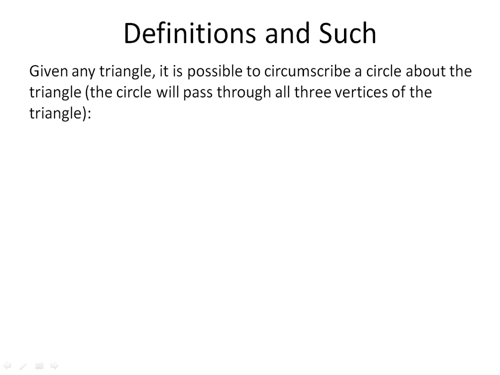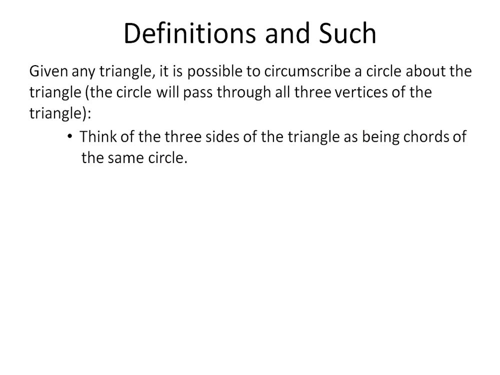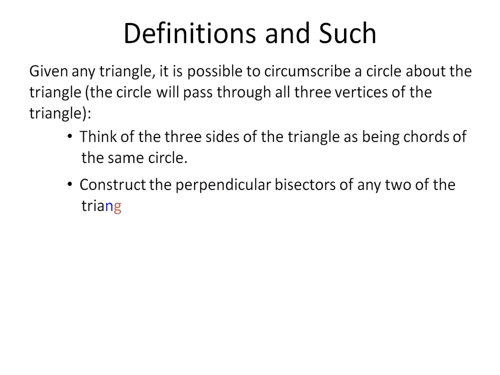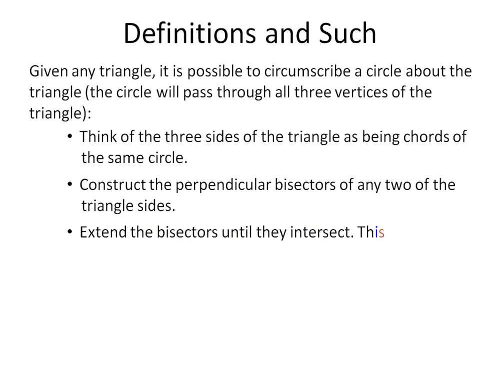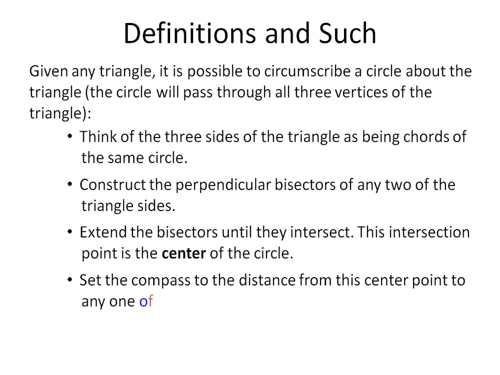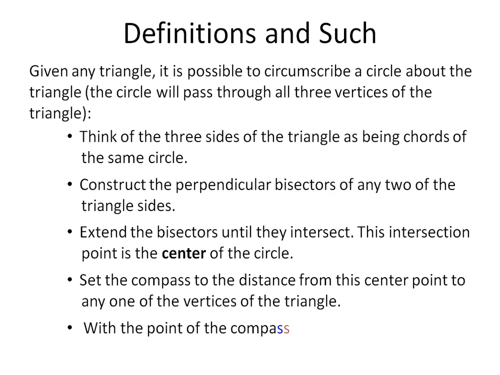Okay, given any triangle, it is possible to circumscribe a circle about the triangle. The circle will pass through all 3 vertices of the triangle. Think of the 3 sides of the triangle as being chords of a circle. Construct the perpendicular bisectors of any 2 of the triangle sides. Extend the bisectors until they intersect. This intersection point is the center of the circle. Set the compass to the distance from this center point to any one of the vertices of the triangle. And with the point of the compass at the center point, draw the circle.